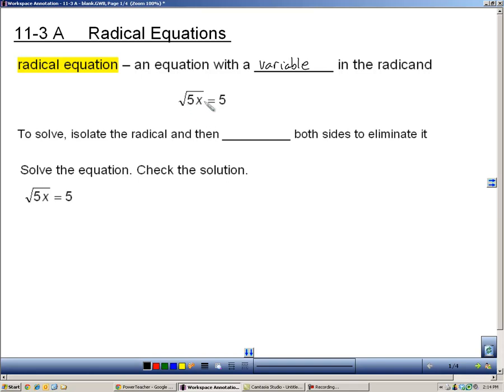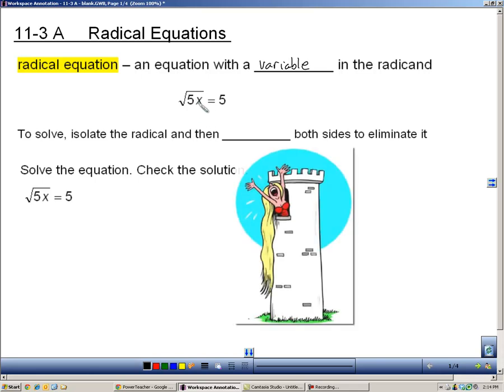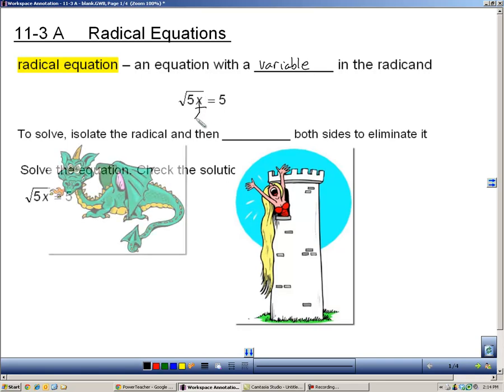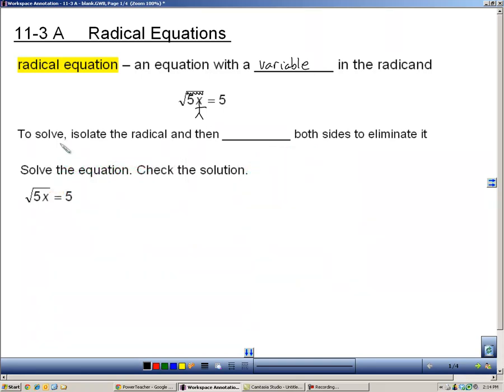Now, one way you can think about this is that this variable is our damsel in distress, and she is trapped by the evil radical monster, and she has to be freed from the evil radical monster. Now, to solve these equations, we have to isolate the radical, and then we have to square both sides, because the only thing that will defeat the evil radical monster is a square, because squares and square roots are opposites of each other. So let's take a look at this.